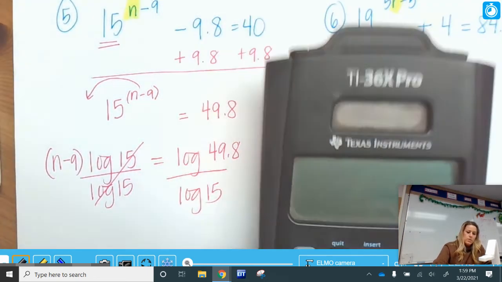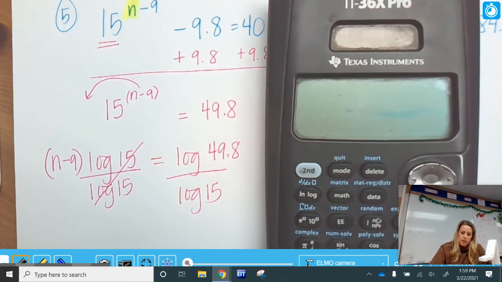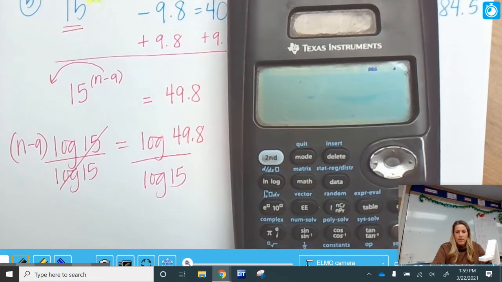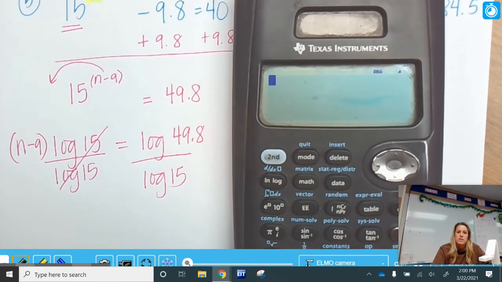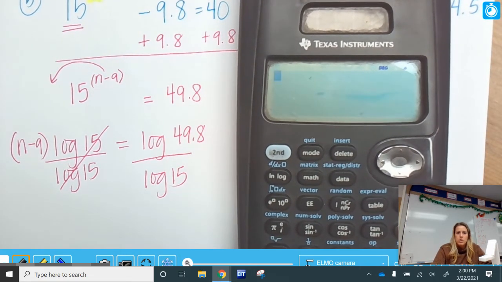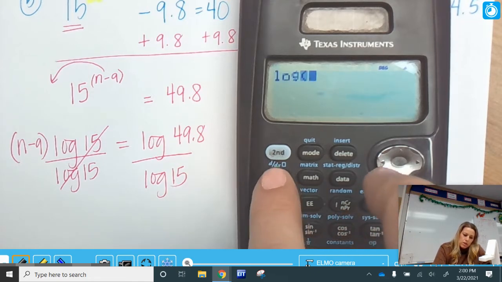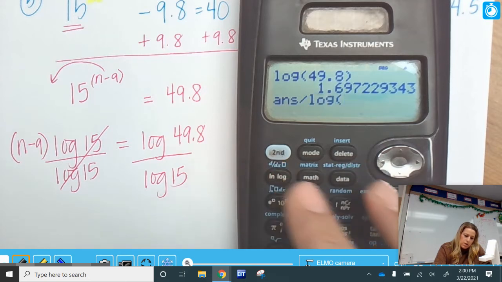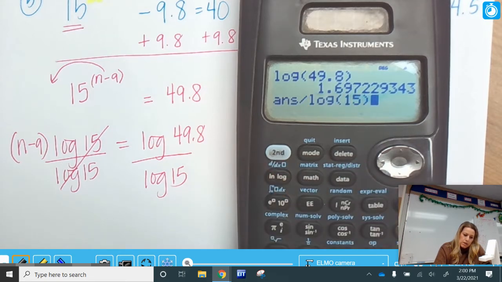Okay, so here's what I do with my calculator. Again, you could use your phone or something like that, but a math calculator is really important, especially at this level of math. So please make sure if you don't have a calculator, get one. So I'm going to do the log of 49.8, close it up, equals, and then I'm going to divide by log of 15 equals.